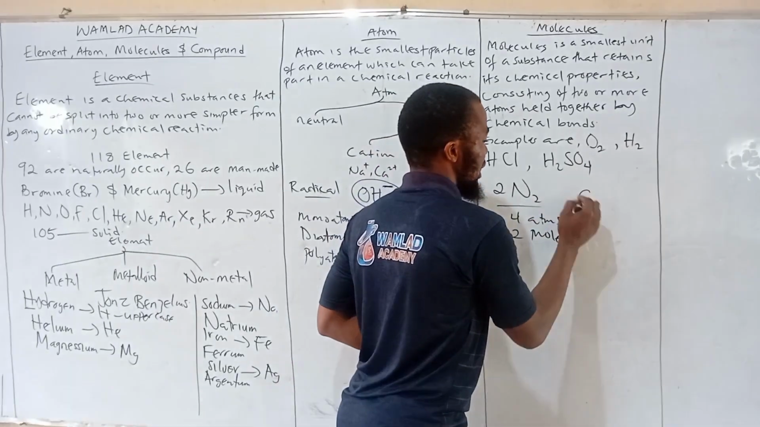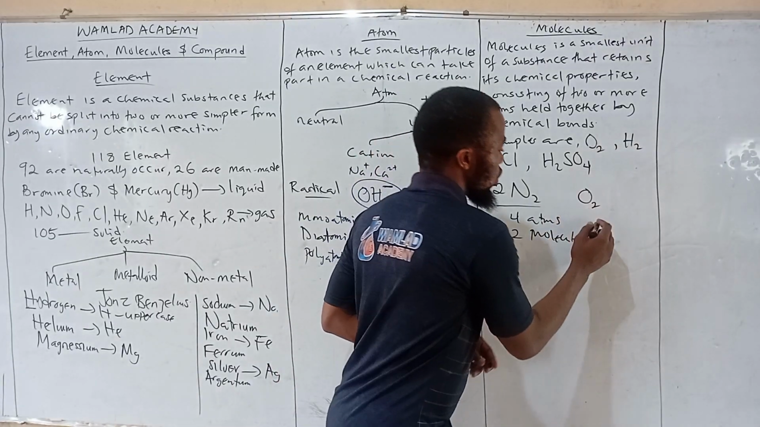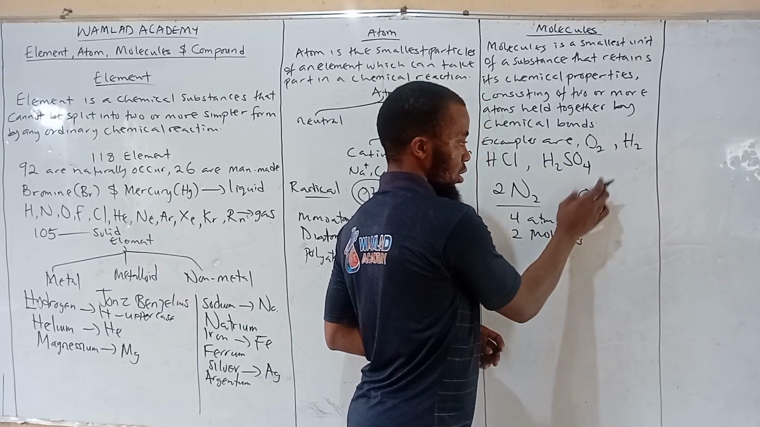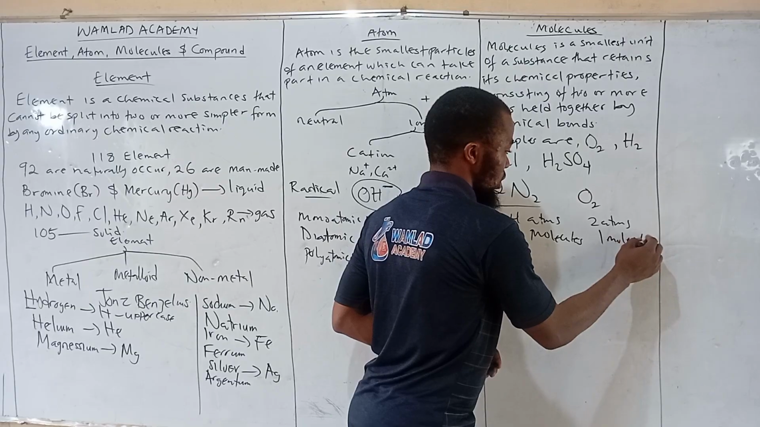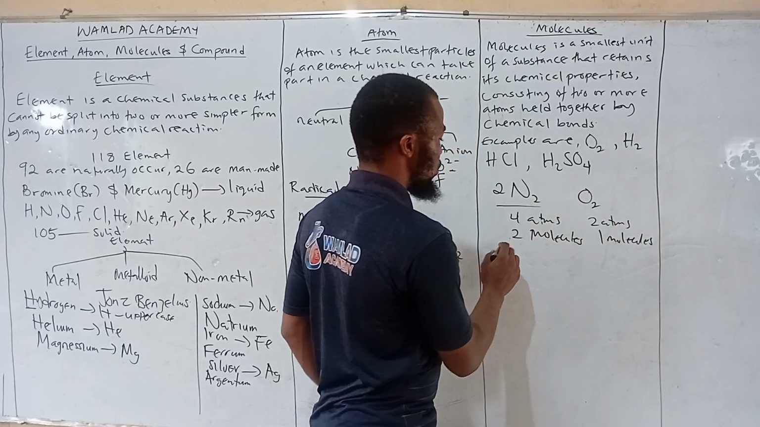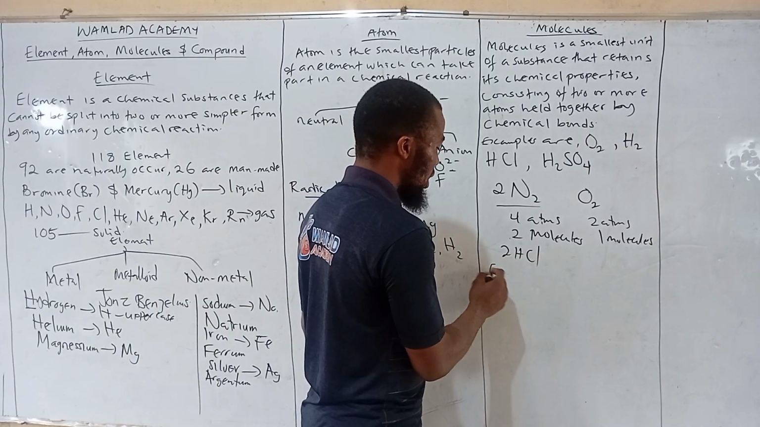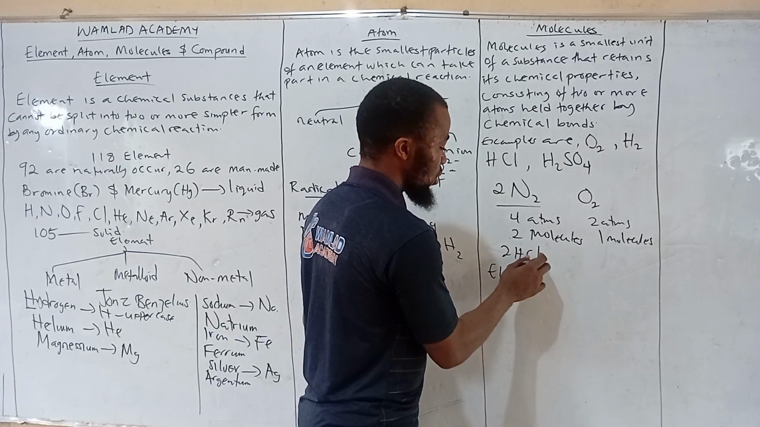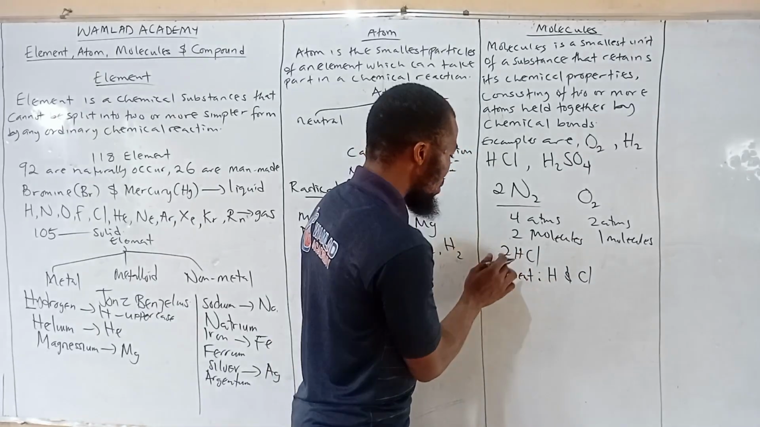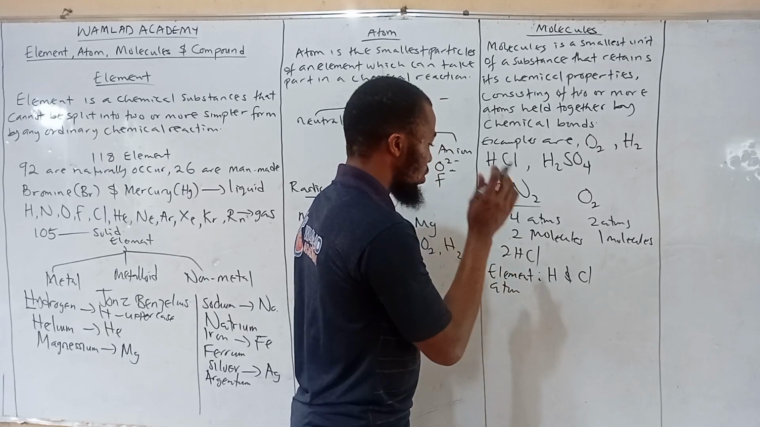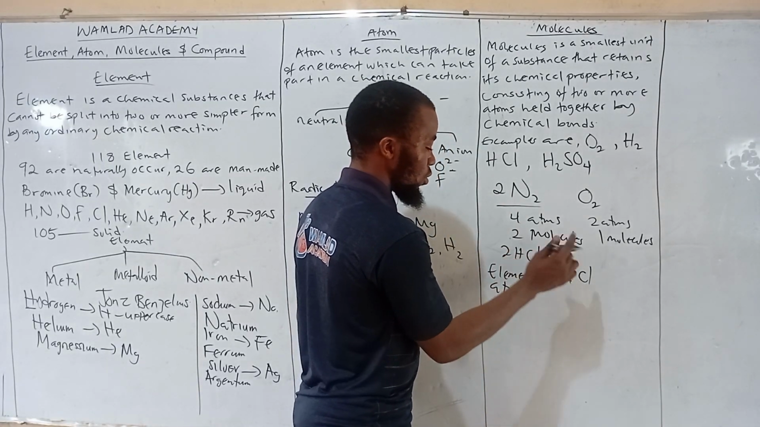For example, you have oxygen gas like this. In this case, we have how many atoms? We have two atoms of oxygen, whereby we have one molecule. Let's check this one. Let's say we have 2HCl. Here we have how many elements? You have two elements. The two elements you have here are hydrogen and what? And chlorine. But how many atoms do you have here? You have four atoms, because you have two atoms of hydrogen and two atoms of chlorine, making what?